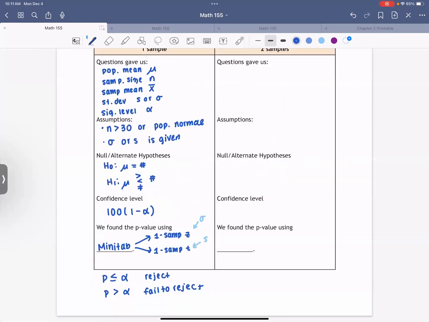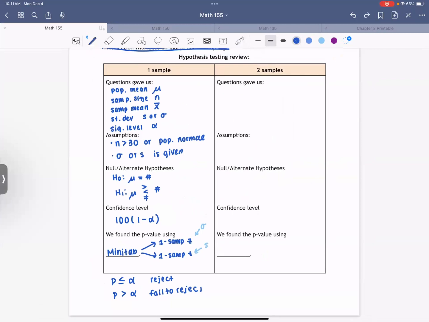So all of this was in the one sample hypothesis testing section. There were a lot of steps, but once we learn these steps, doing the two sample hypothesis testing is super easy because the steps are so similar. And even if they're not similar, it's a very slight difference, okay? So let's talk about two samples.